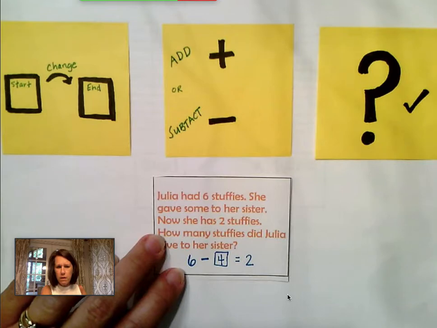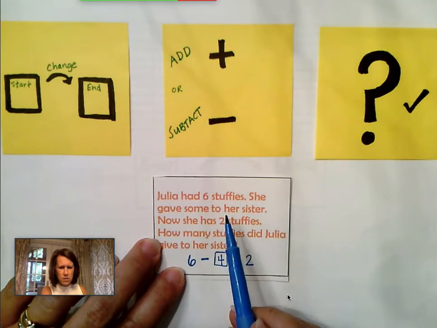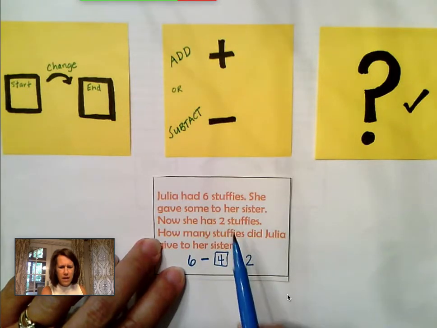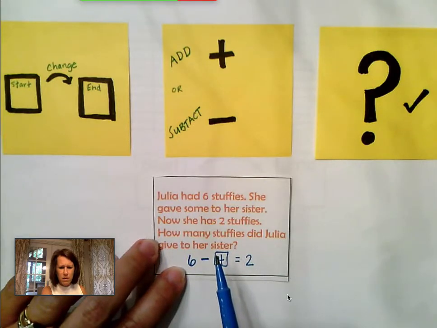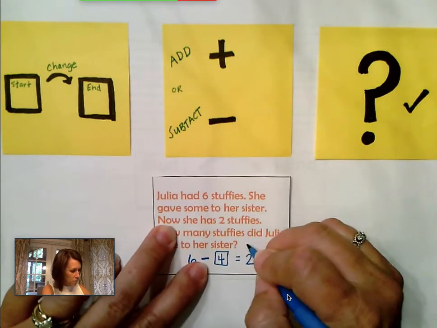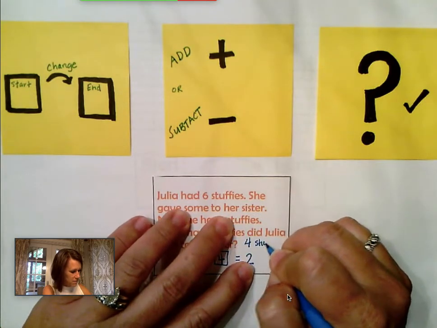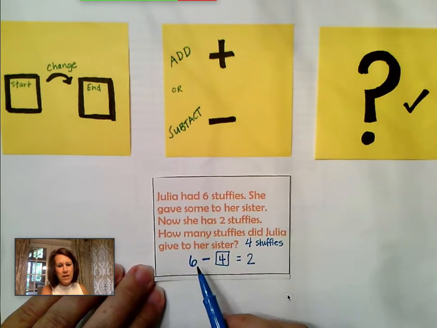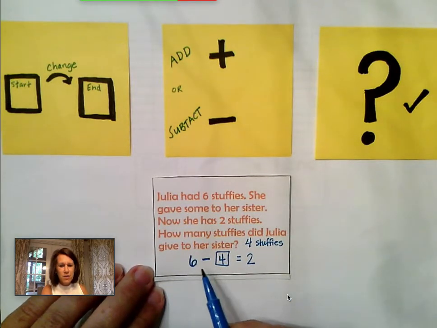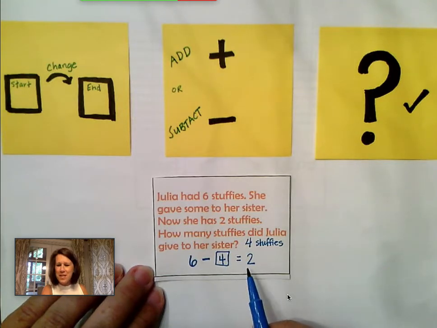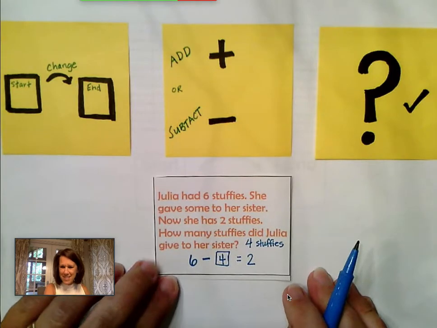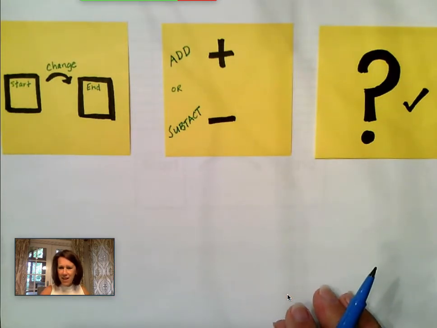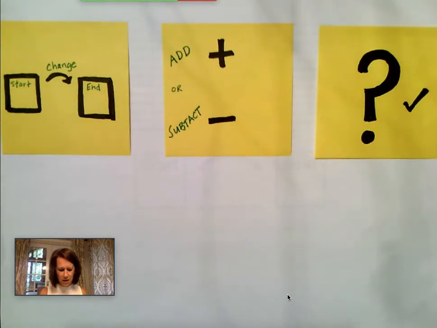One more thing. We have to check. Does this make sense? Okay, let's see. If she starts with 6 and she gives some away and she ends up with 2, how many did she give? 4 stuffies. And that makes sense because 4 is between 6 and 2. And when you start with 6 and give 4 away, you'd end up with 2. It checks. It makes sense. It's kind of fun. It's like we're solving all kinds of puzzles by using our math. I'm going to try another one.